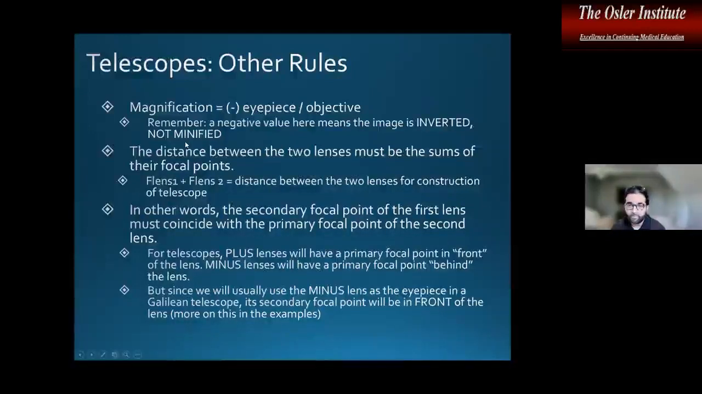The distance between the two lenses must be the sum of their focal lengths. So the focal length of lens 1 plus the focal length of lens 2 is going to be the distance between the two lenses for construction of the telescope. And we just said that the secondary focal point of the first lens must coincide with the primary focal point of the second lens.